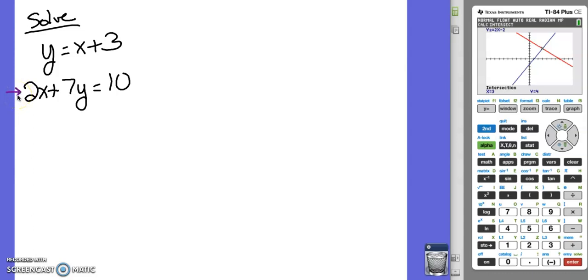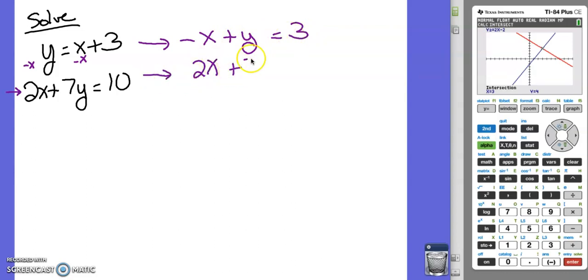So this is already in standard form, so I'm going to leave that alone. This one, I'm going to minus x from both sides. So this actually becomes negative x plus y equals 3. And then this one, again, I'm not touching this one. I'm just going to leave it alone.